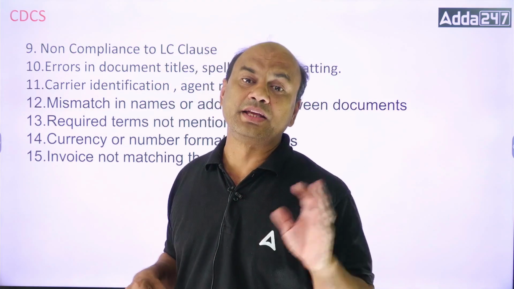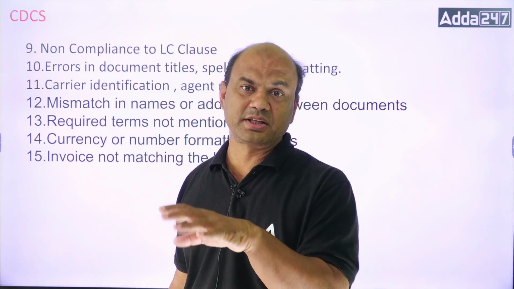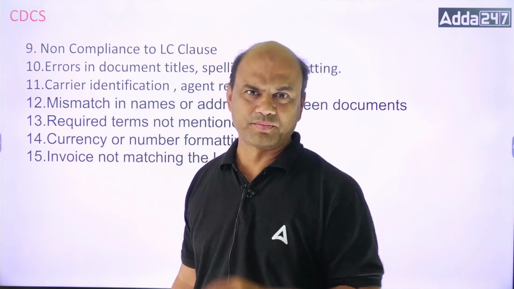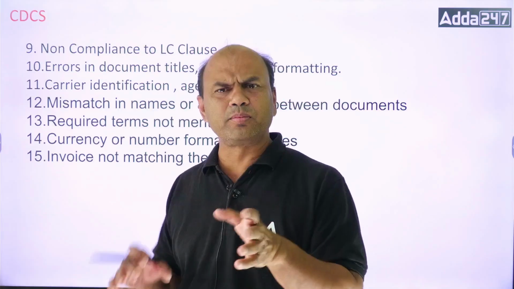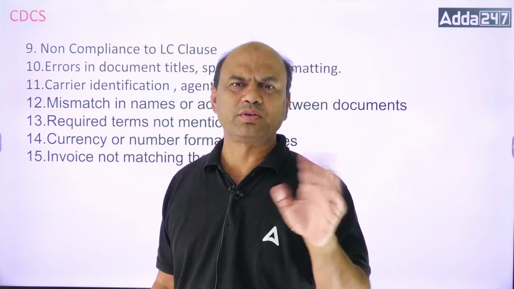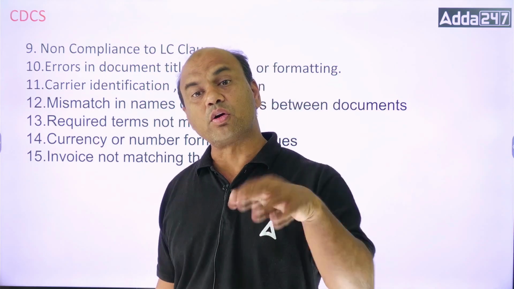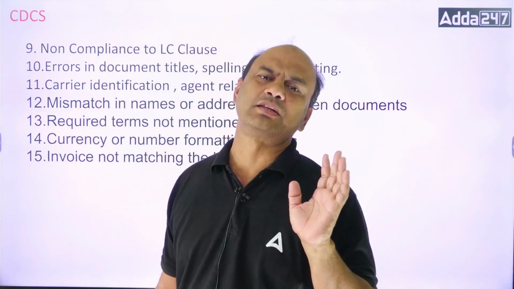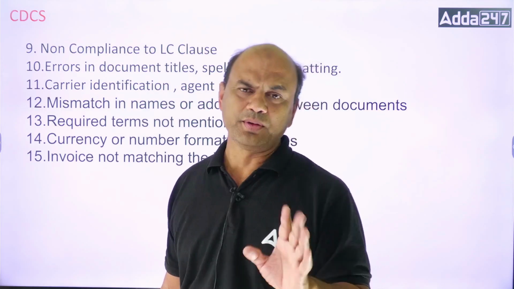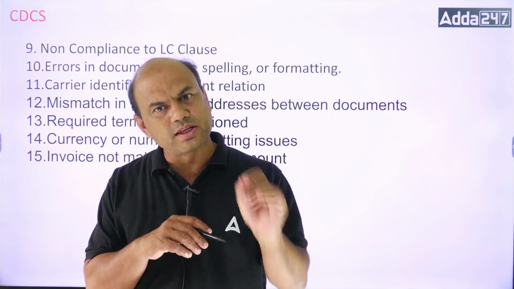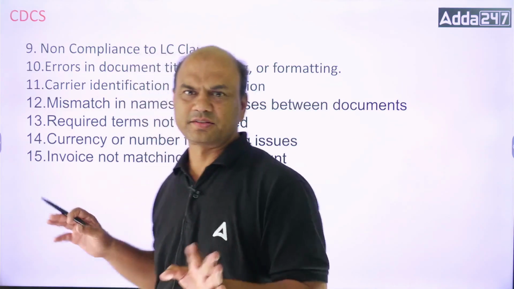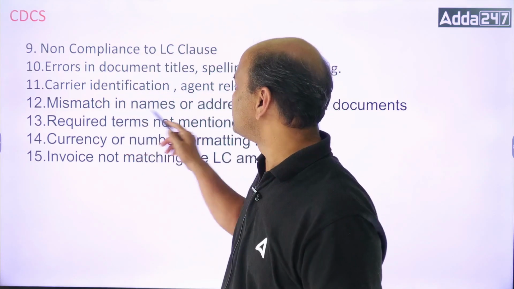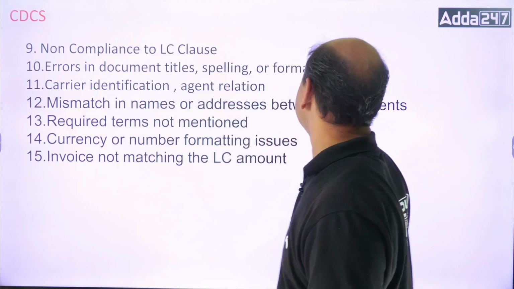Relationship means agent for or on behalf of this master, carrier or whatever. "Agent for" only, "on behalf of" is not there. Agent for this, agent on behalf of this, everything is allowed. Okay? It should show the relationship between this party and that party. That's it. Then mismatching names or addresses between the documents.